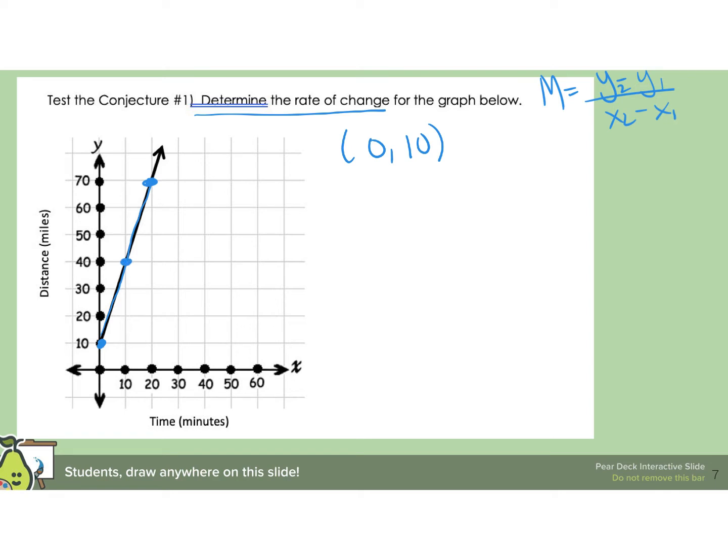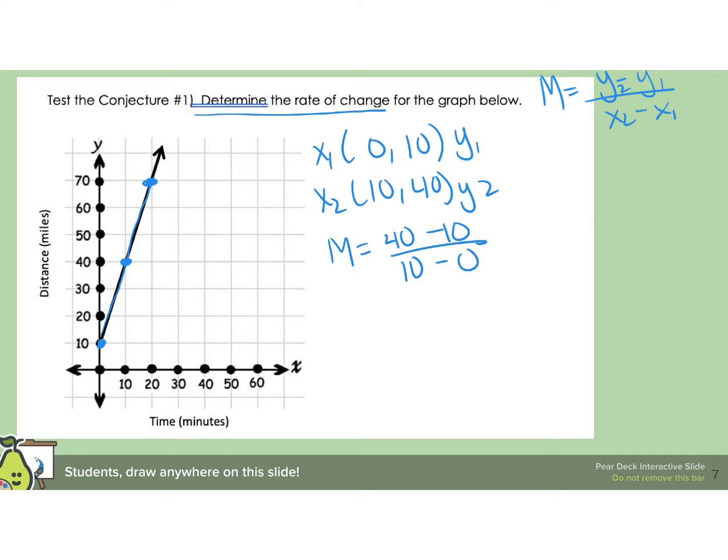Let's use smaller numbers, 10, 40. You get the same answer. So x1, y1 for our first point, x2, y2 for our second point. Plug it into the formula. My y2 is 40. My y1 is 10. My x2 is 10. My x1 is 0.